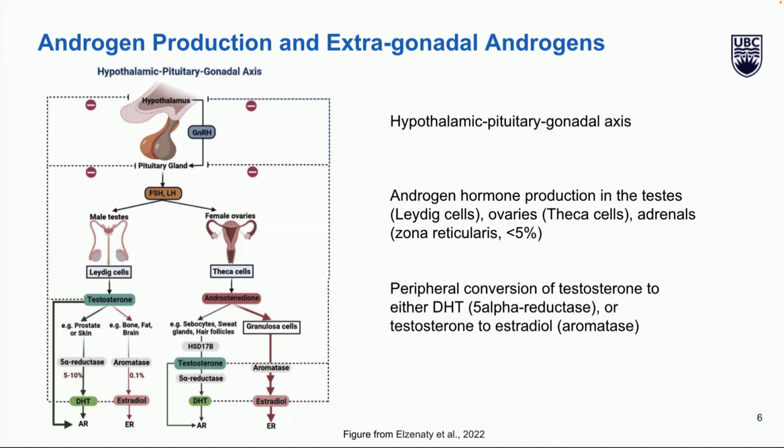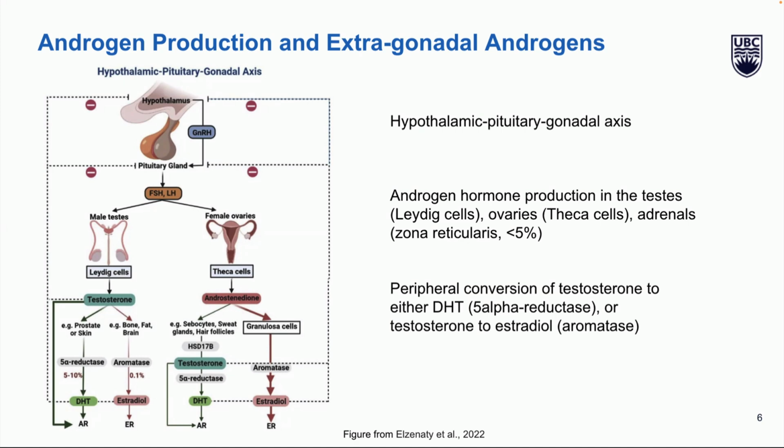The physiology of androgen production is mediated endogenously by the hypothalamic pituitary gonadal axis. The release of GnRH from the hypothalamus stimulates the release of the peptides LH and FSH from the anterior pituitary, and they go into circulation. These peptides mainly work on the Leydig cells in the testes, mainly by LH, or on theca cells in the ovaries, to stimulate the production of testosterone and androstenedione, respectively. The action of ACTH from the anterior pituitary also stimulates the production of androgens from the adrenal gland's zona reticularis. However, less than 5% of circulating androgens are derived from the adrenal gland.